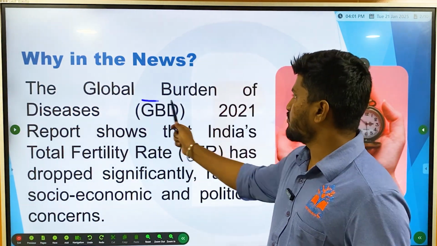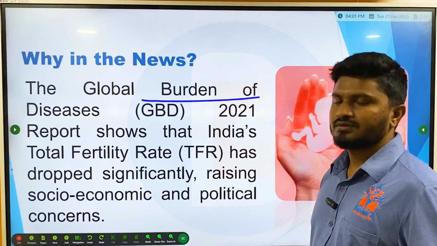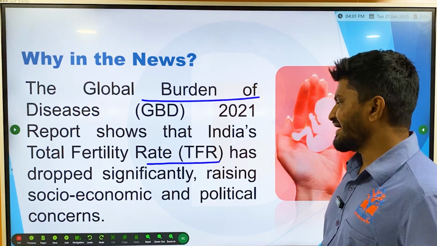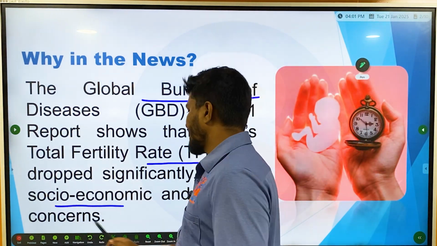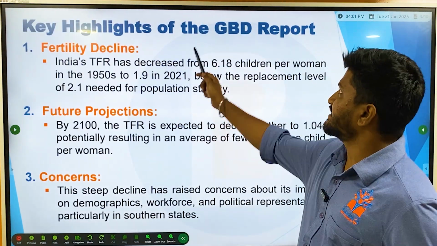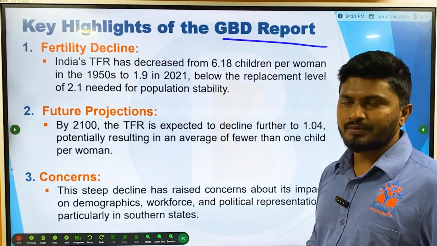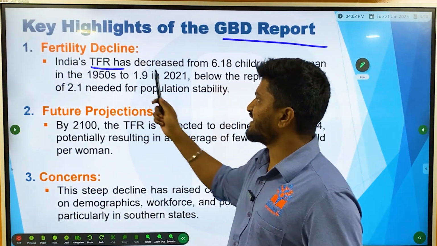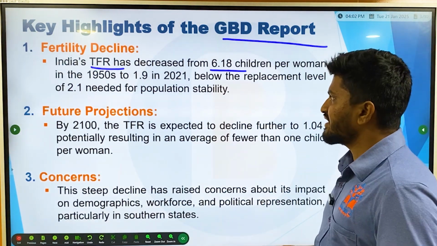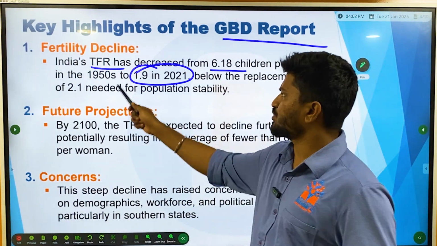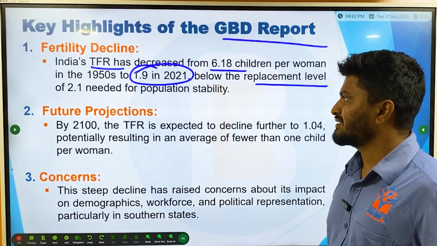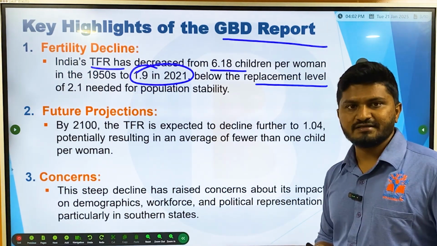According to the Global Burden of Disease 2021 report, the total fertility rate has dropped significantly, raising socio-economic and political concerns. The highlights of the GBD report: India's total fertility rate has decreased from 6.18 children per woman in the 1950s to 1.9 in 2021, which is below the replacement level of 2.1 needed for population stability.